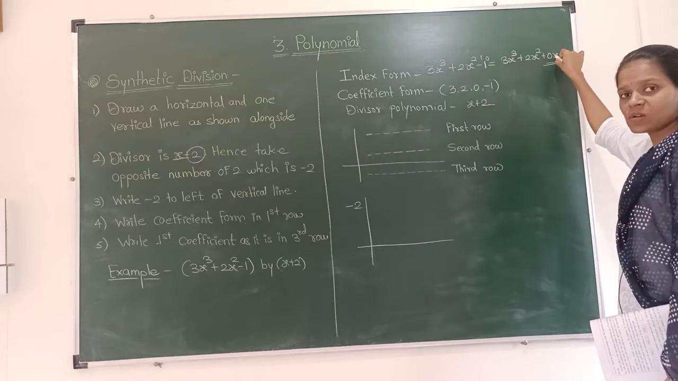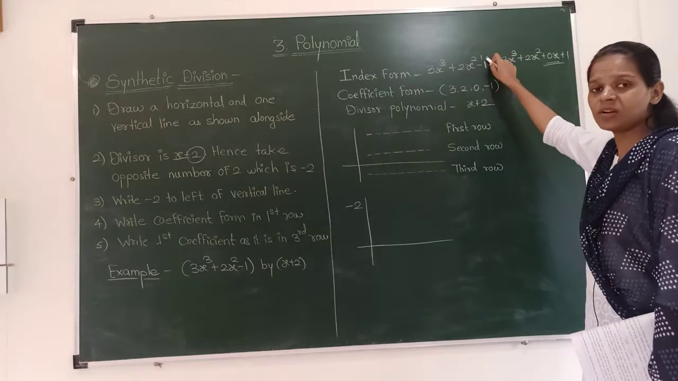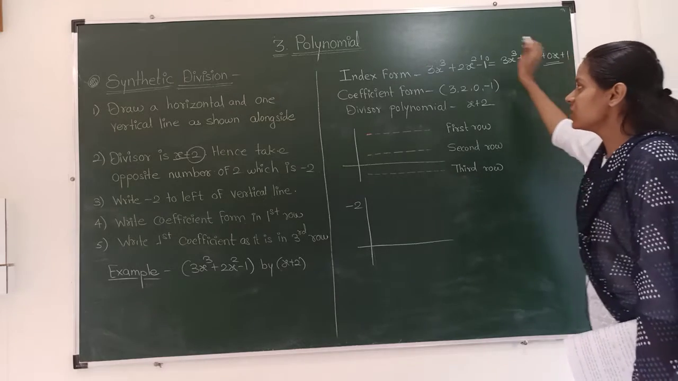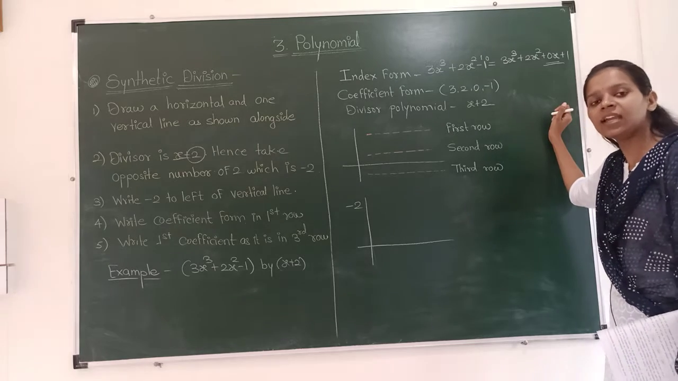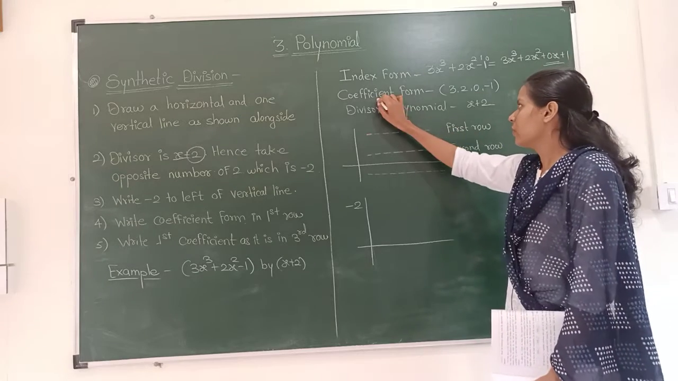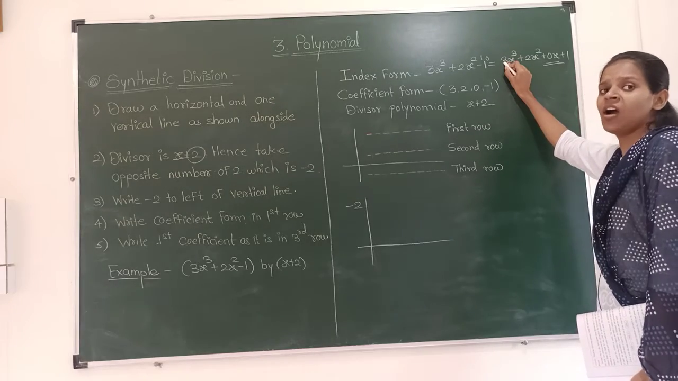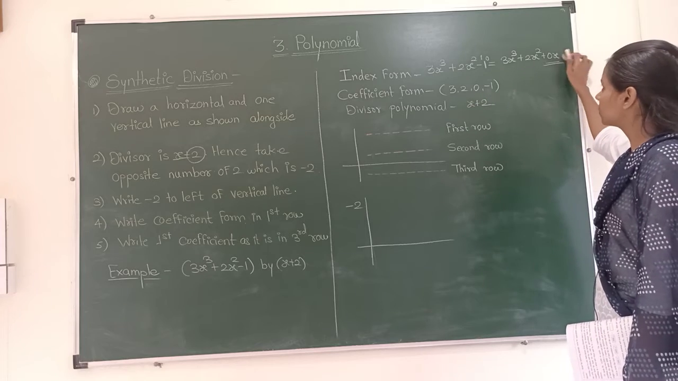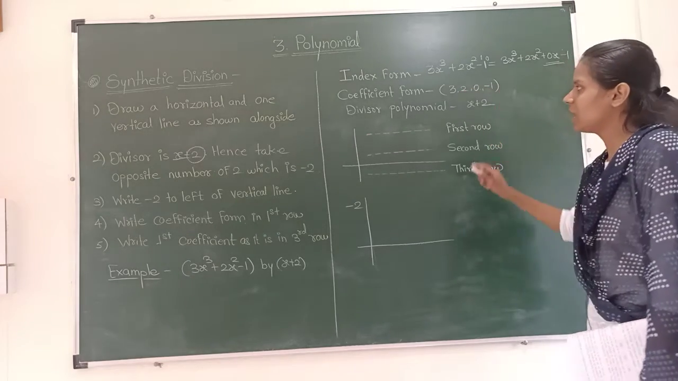Why did we add 0x over here? You can see here the power is 3, power is 2. Then it cannot be 0, there must be power 1. So, we inserted the 0x term over here. Because when we write index form, we write the polynomial in descending order. Okay, so this is the index form. Coefficient form is what? The coefficients over here before the x, all the numbers are coefficients. We will write 3, 2, 0 and minus 1.